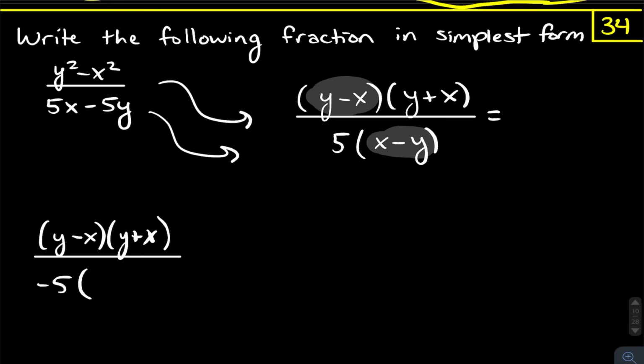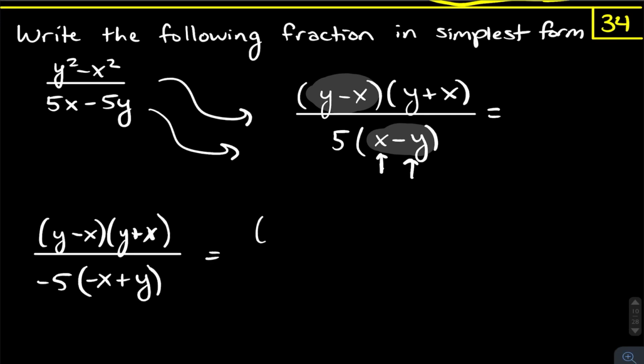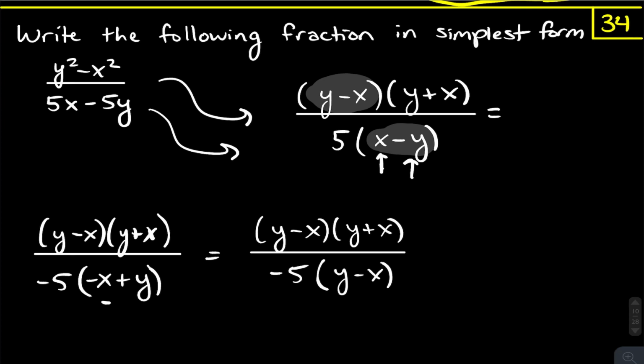And if we factor out a negative here, we'll make the x negative, make the y positive. And so we'll get negative x plus y, which we can rewrite as a negative 5 times y minus x, right? That's just the commutative property. So now we have that these things cancel off, and we're left with our answer. We can bring that negative outside of the fraction and write our answer as y plus x over 5.